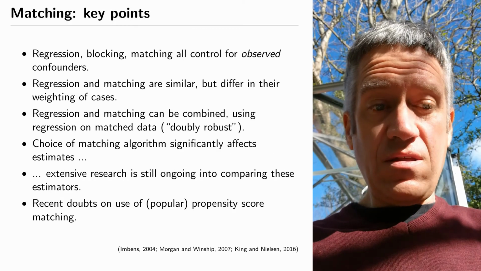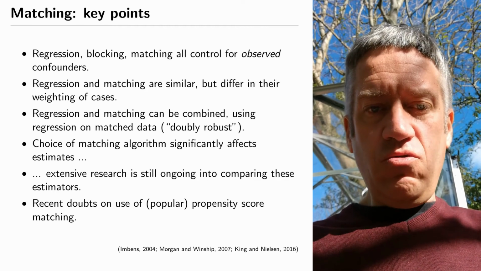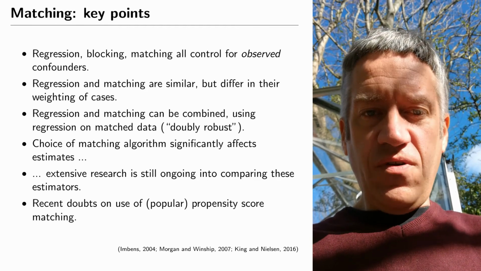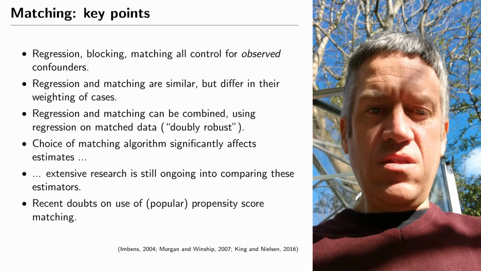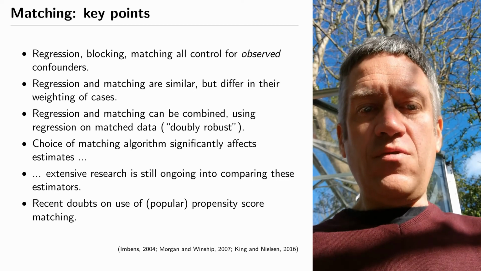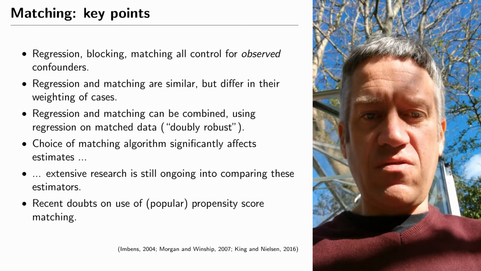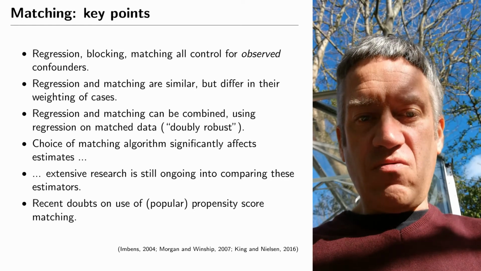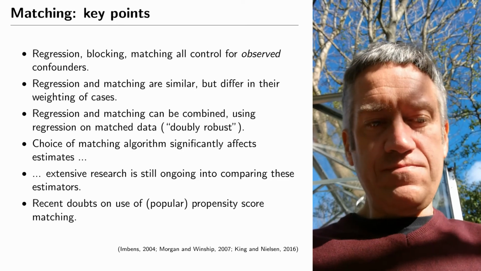So to summarize, all these methods, regression, blocking, matching, they all control for confounding factors that we can actually identify and that we can measure. So experiments are the only way of addressing confounders that we cannot observe. But once we have identified a variable as a potential confounder and we have a measure of this variable, we can apply regression, blocking or matching to address that confounding.